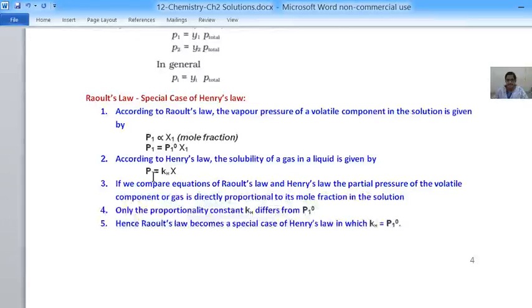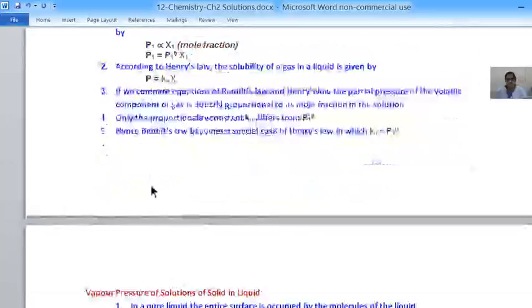So, we can say that Raoult's law becomes a special case of Henry's law when Kh is equal to P10. When the Henry's law constant Kh becomes equal to P10, Raoult's law becomes a special case of Henry's law. So, this is Raoult's law as a special case of Henry's law.